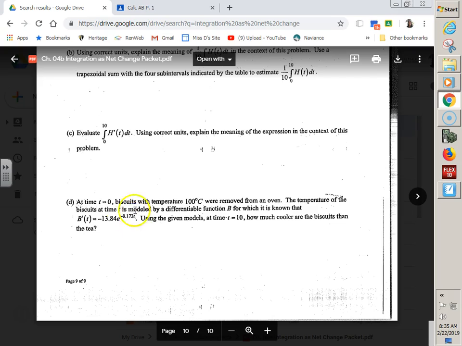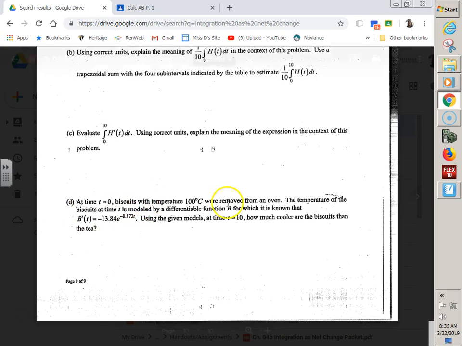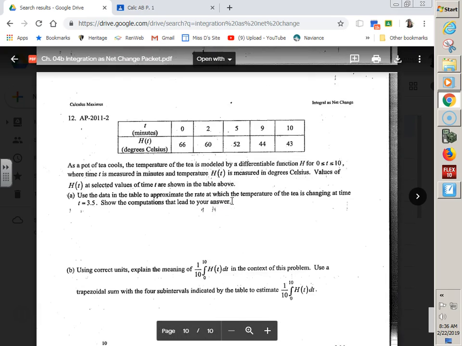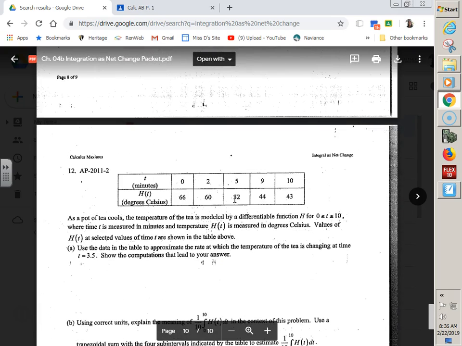Hey, look, there's a random hidden equation. I bet we could do something with that. Biscuits and tea. Oh my goodness. I think I told you guys about this one quite a few times this year.